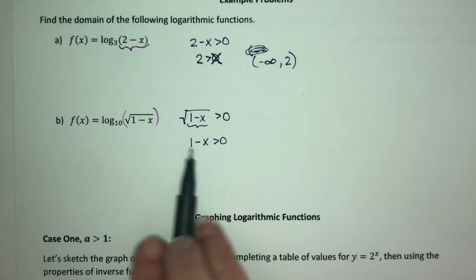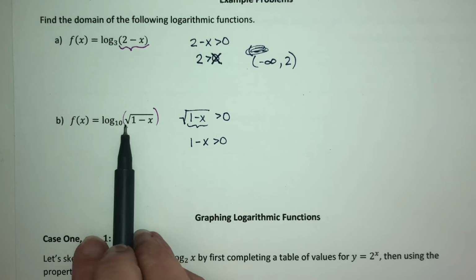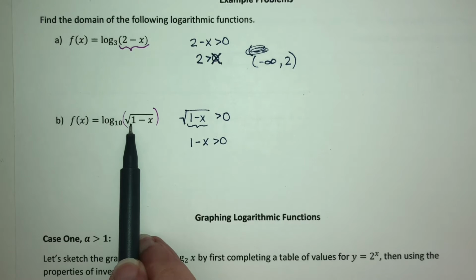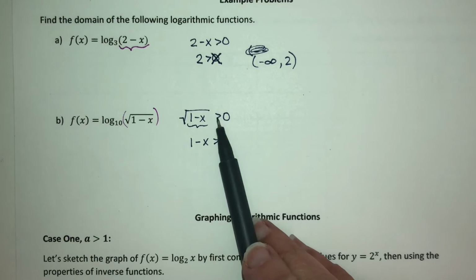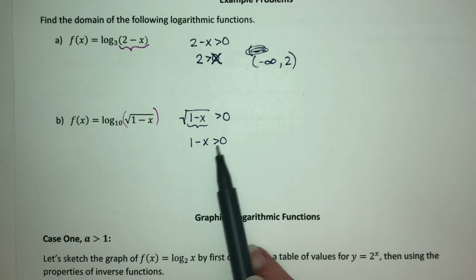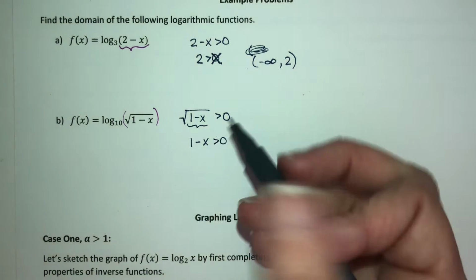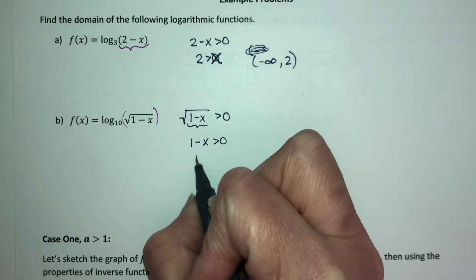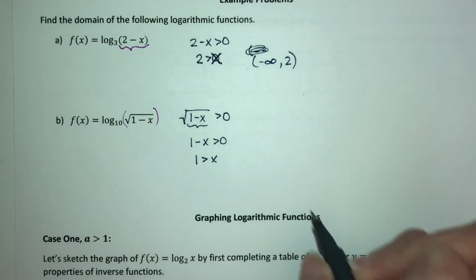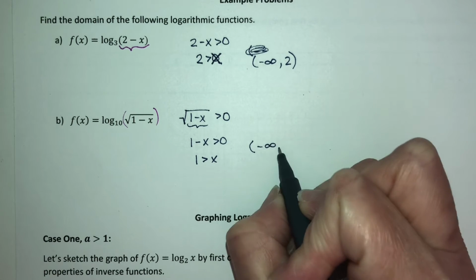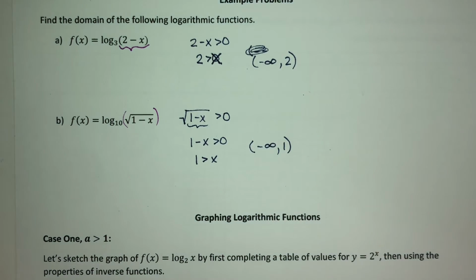And this is also going to take care of the domain of this. The domain of the square root itself, you would be allowed to equal 0. But since this whole thing has to be greater than 0, we don't bring the equal to along here. We want the most restrictive domain possible. So solving this, we get 1 is greater than x. So in interval notation, this domain would be negative infinity up to 1 with parentheses.